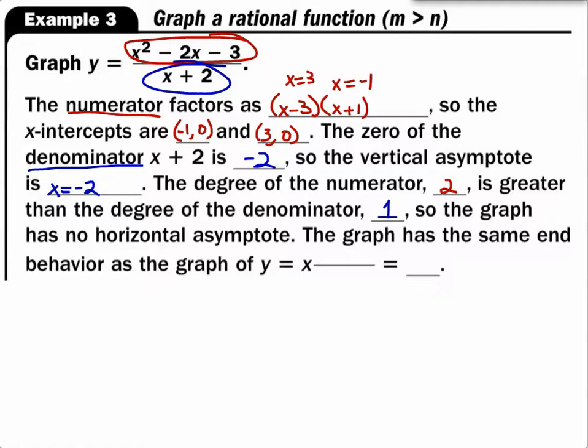It has the same end behavior as x to the, and you subtract the degrees, so it's x to the 2 minus 1, which is just plain x. Basically, you divide the leading terms and ignore everything else. Works out really well. Okay, so let's see how this translates into the graph.